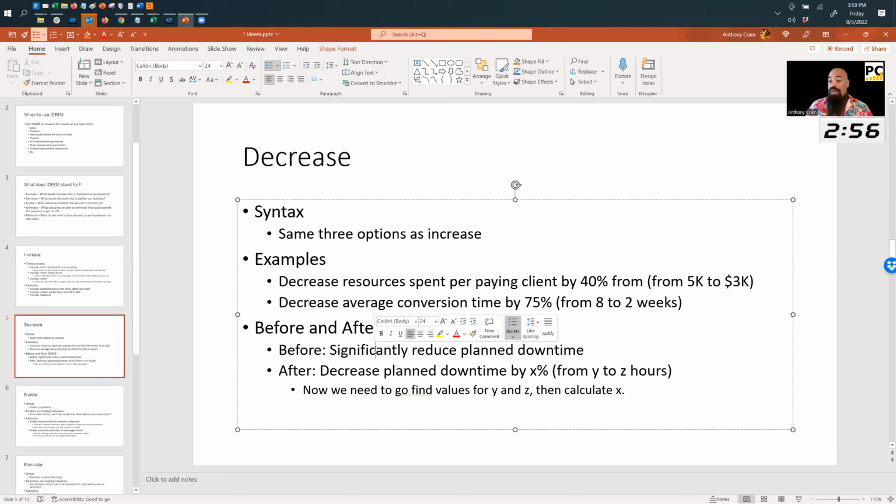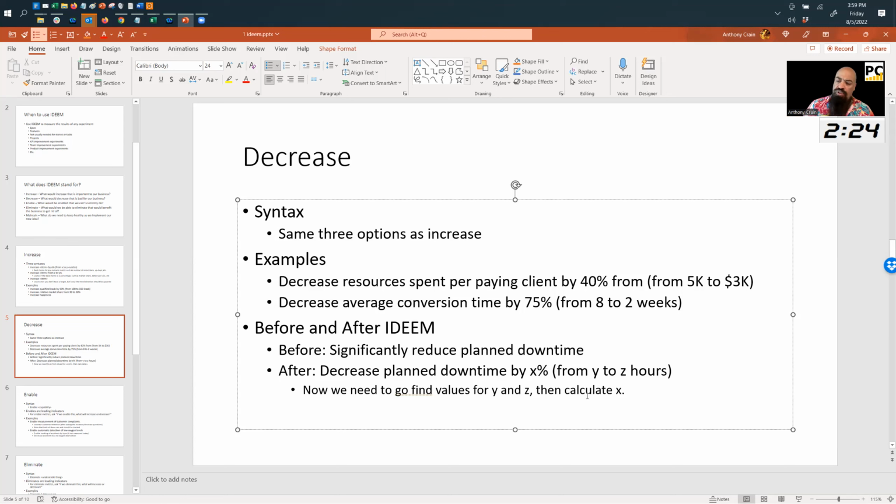Now here was an example. Before, somebody wrote "significantly reduced planned downtime." That was what they put down for their metric for their experiment. And I'm like, well, what if we apply IDEEM to that? How would we rewrite that? Okay, "significantly reduced" becomes "decrease" from the vocabulary of IDEEM. Decrease what? Planned downtime. There's your unit. Okay, how do we measure planned downtime? Oh, in hours, maybe in minutes, maybe in seconds, depends on what you're measuring. So from Y to Z hours, and then when you do the math, that'll be your X%. So now we can go out and find out, okay, cool, what are we trying to reduce it from?